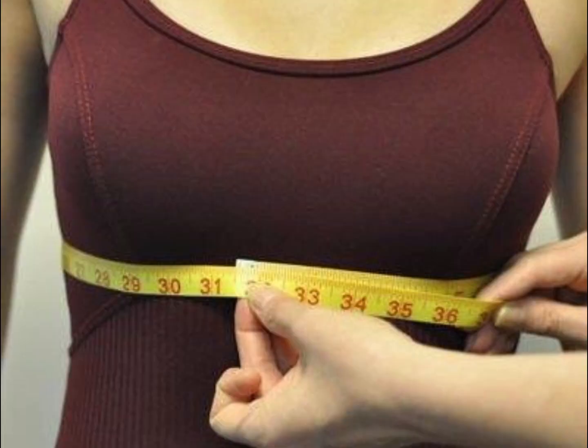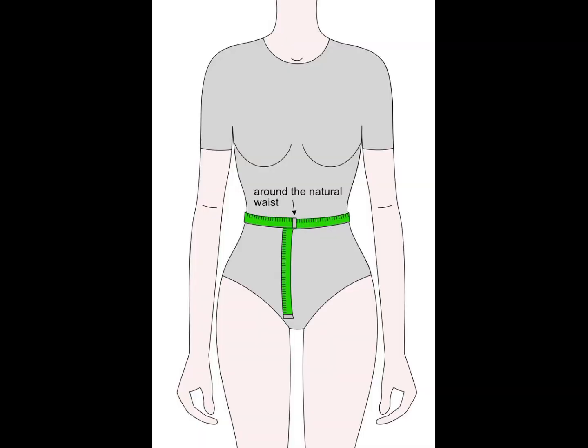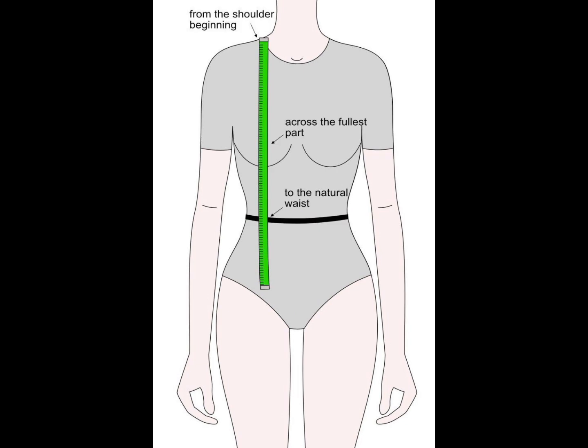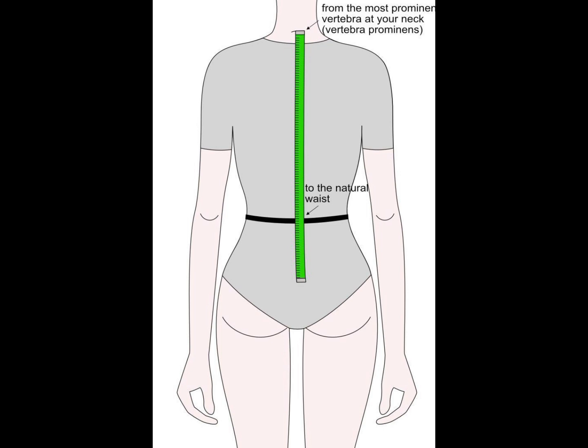Your under bust measurement, round the under part of your bust. Your waist measurement will be taken around the tiniest part of your waist. Your front half length will be taken from your shoulder through the fullest part of your bust to your waist. The back half length will be taken from the most prominent vertebra at your neck to your waist.